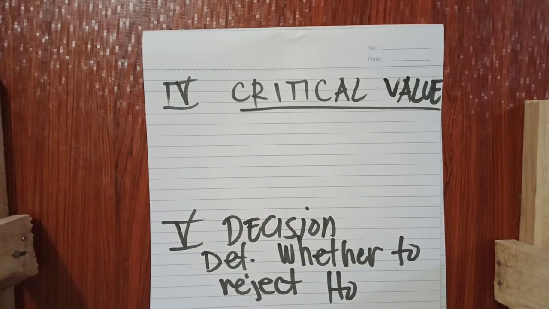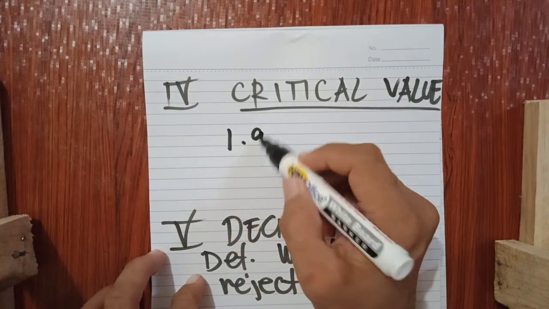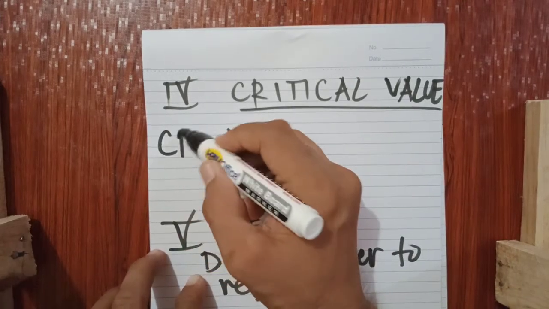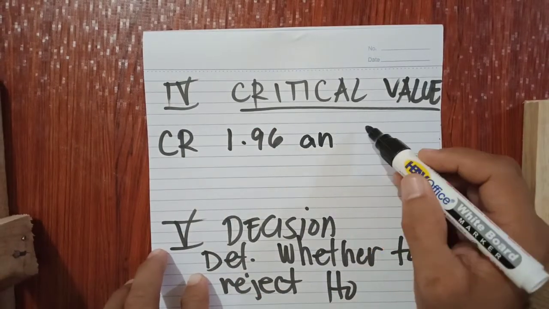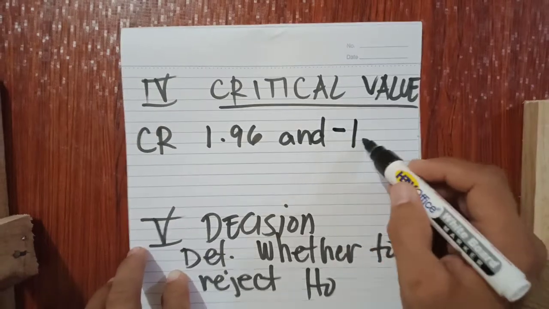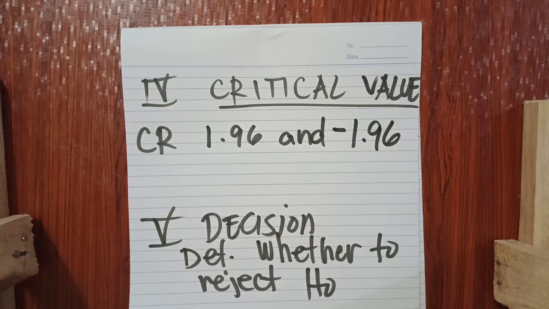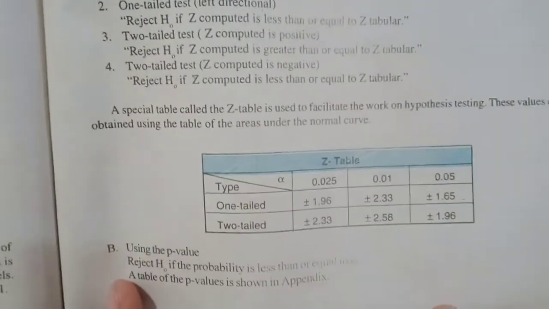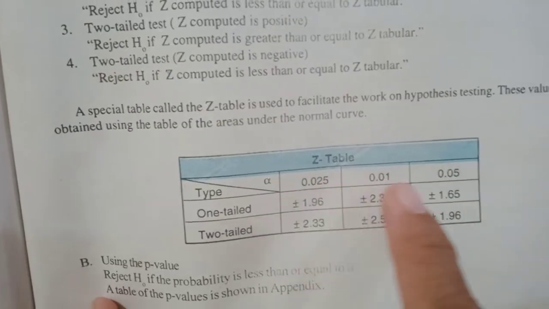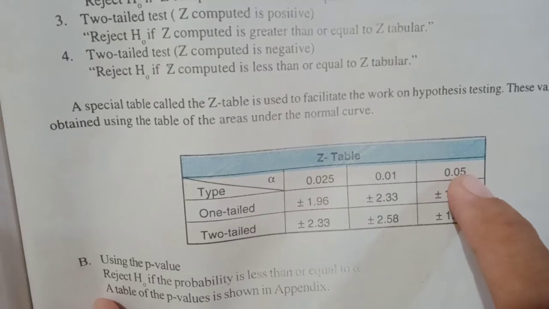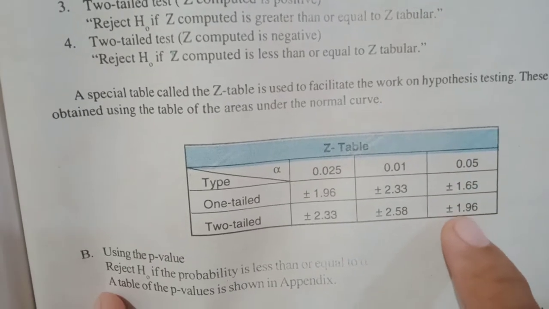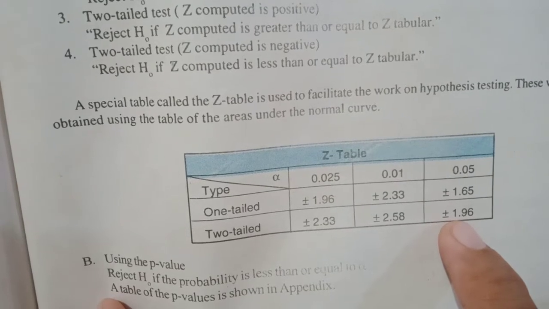So, isusulat natin. Sulat natin para mas maliwanag. Ang critical value ay positive 1.96 CR, critical value, and negative 1.96. Paano mo malalaman ulit yung critical value? Titingin ka sa table na ito. 5%, dahil two-tailed siya, positive 1.96 at negative 1.96.